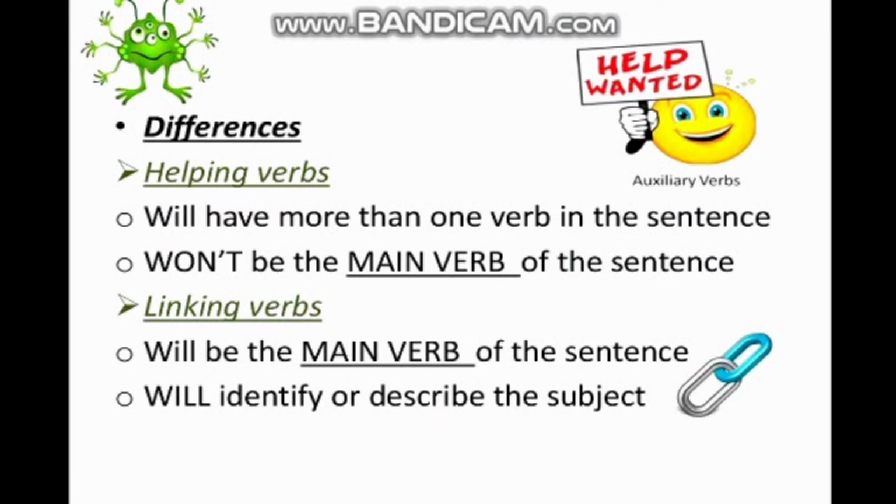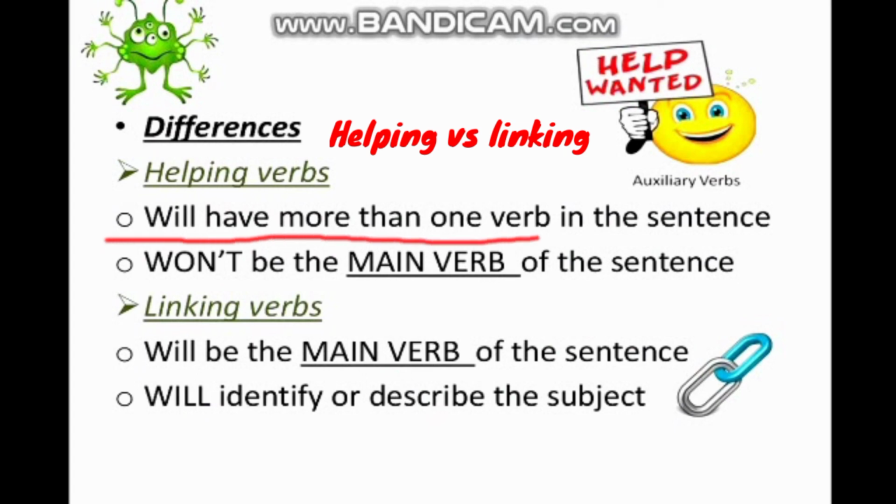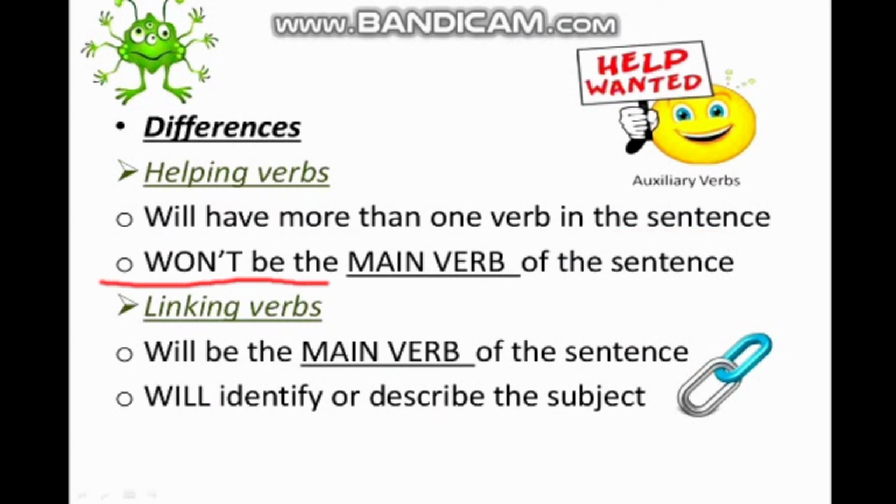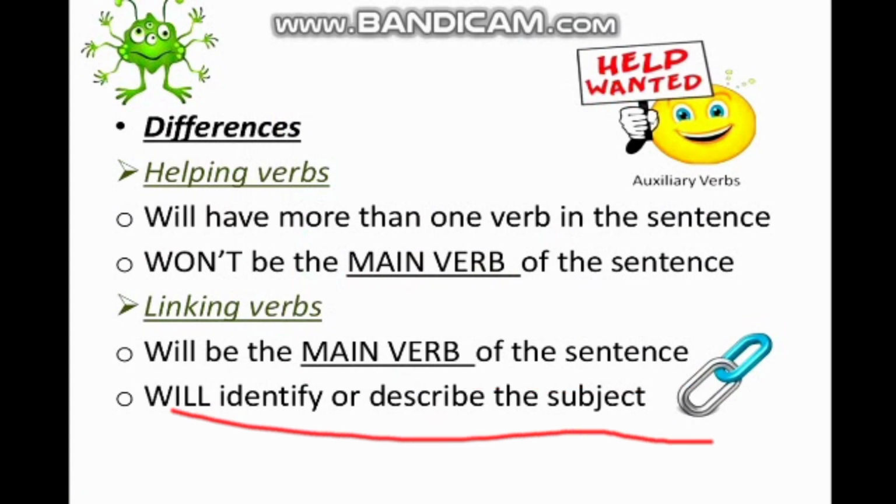Okay, so let's look at the difference between helping verbs and linking verbs. Helping verbs: when we have more than one verb in a sentence, the helping verb won't be the main verb of the sentence. Linking verbs will be the main verb of a sentence, and will identify or describe the subject.